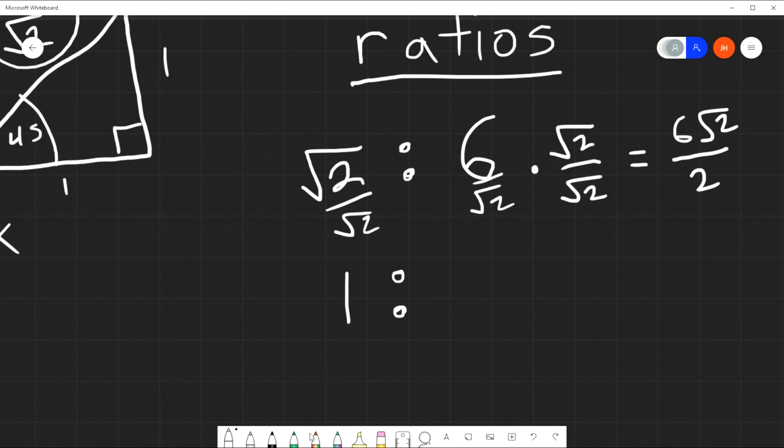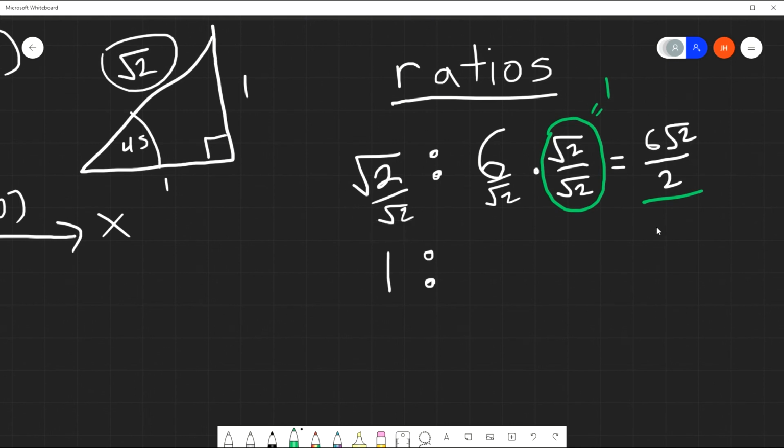Why am I allowed to do that? Notice, by the way, guys, that square root 2 divided by square root 2 is equal to 1. So did I actually change the value of 6 over root 2? I didn't. I multiplied it by 1. I simply changed its form. So that's kind of a side note about what we call rationalizing denominators within our side note about ratios.